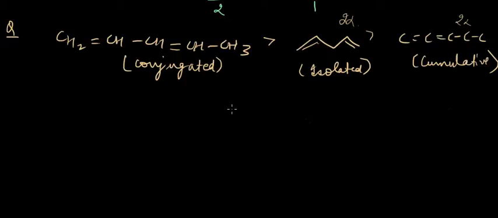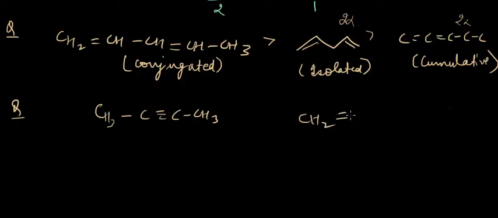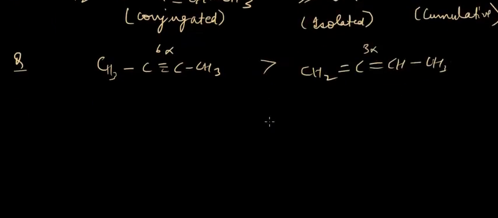Yeah, so this is the order of stability, and for these compounds, what is the order of stability? Again, the number of alpha hydrogens for this is only 3, and for this it's 6. No need to compare the hyperconjugating structures.